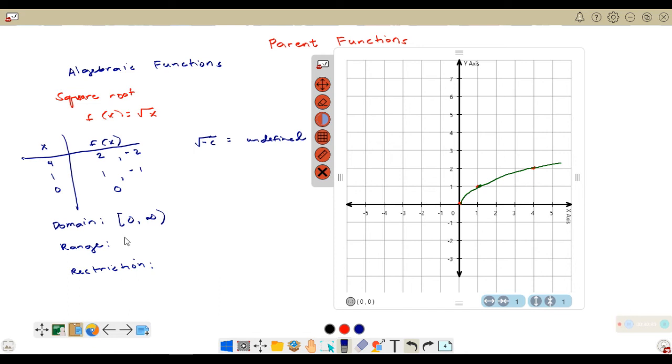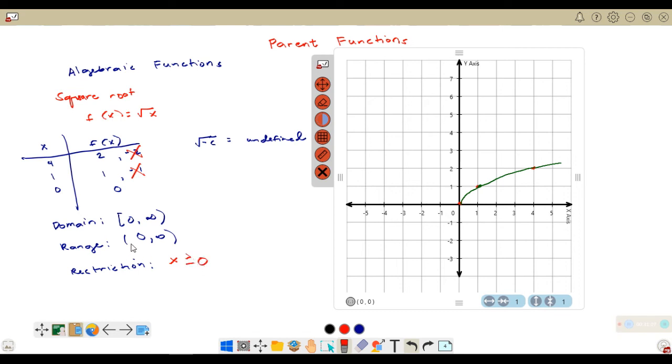So dito, for the range, if we're going to set it at 0 up to the positive infinity, i-exclude natin yung mga negative values niya dito. Excluded tong mga to, negative 2, negative 1. Then, it is going to qualify as a function. So for the restriction, bawal tayo makapunta dito sa negative x-axis. So x should always be greater than or equal to 0.